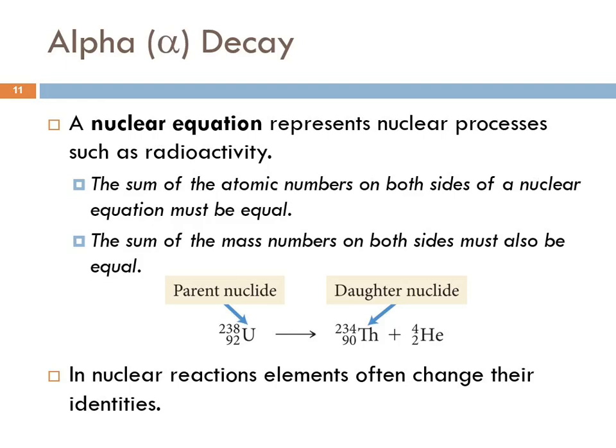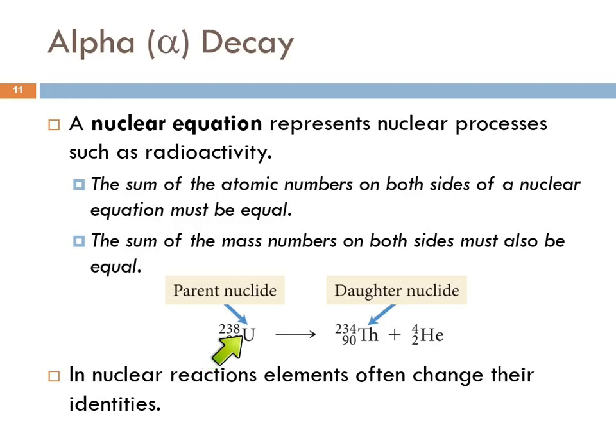So we write nuclear equations to represent nuclear processes. And the important thing about nuclear equations is that the sum of the atomic numbers on both sides of the arrow have to be equal, and the sum of the mass numbers have to be equal. This is nuclear chemistry. In other parts of chemistry, we said that atoms are not created or destroyed in chemical processes. This is the exception. Atoms are being created and destroyed.